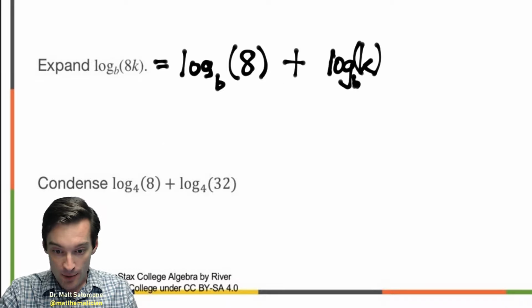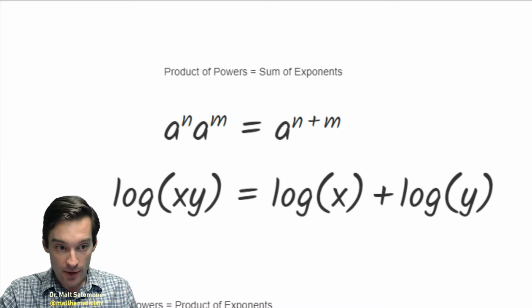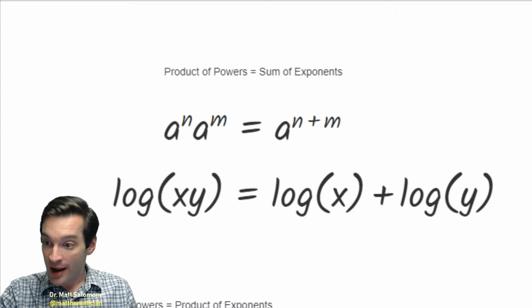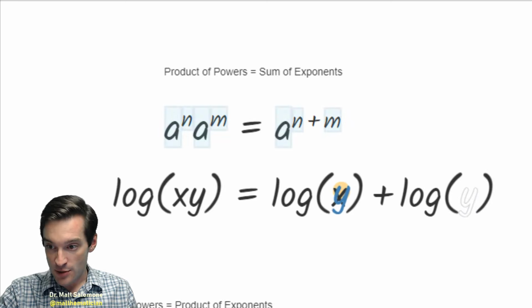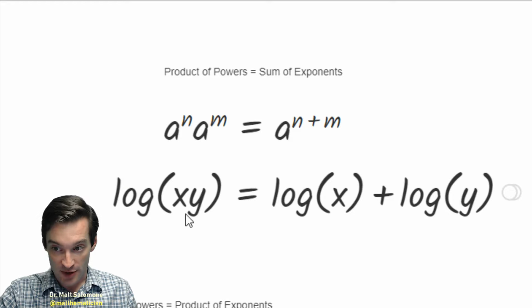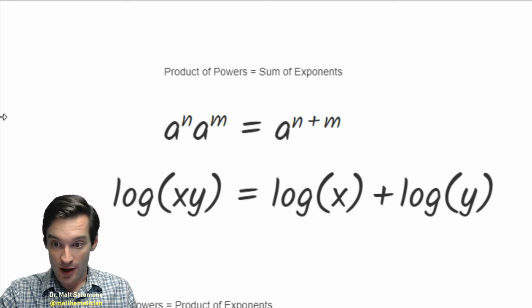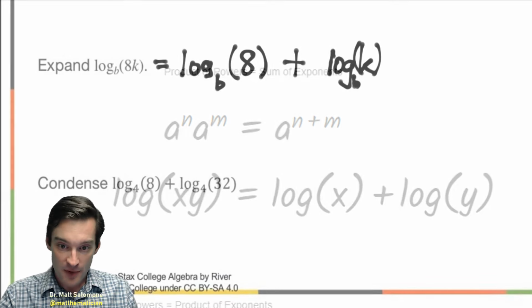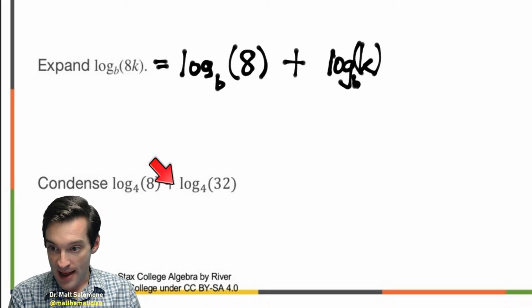And what I mean by backwards is when I have logs being added to one another and the bases of those logs are the same, I can use this same property but use it backwards. I can take this log x and log y and I can reunite that x and that y, and move over to this expression on the left. So addition outside the log turns into multiplication inside the log. And we can use that fact to simplify this expression, which has logs of the same base being added together.